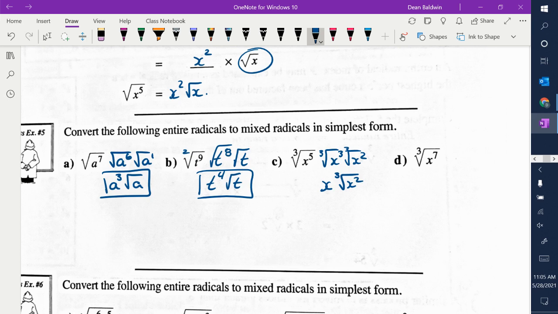What about this one? What do I rewrite it as? You can do 3 and 4. Go to the highest multiple of 3, that's what I want. 6 and 1. That's what you want to do. Six divided by 3 is 2, so it's that. Does that make sense?